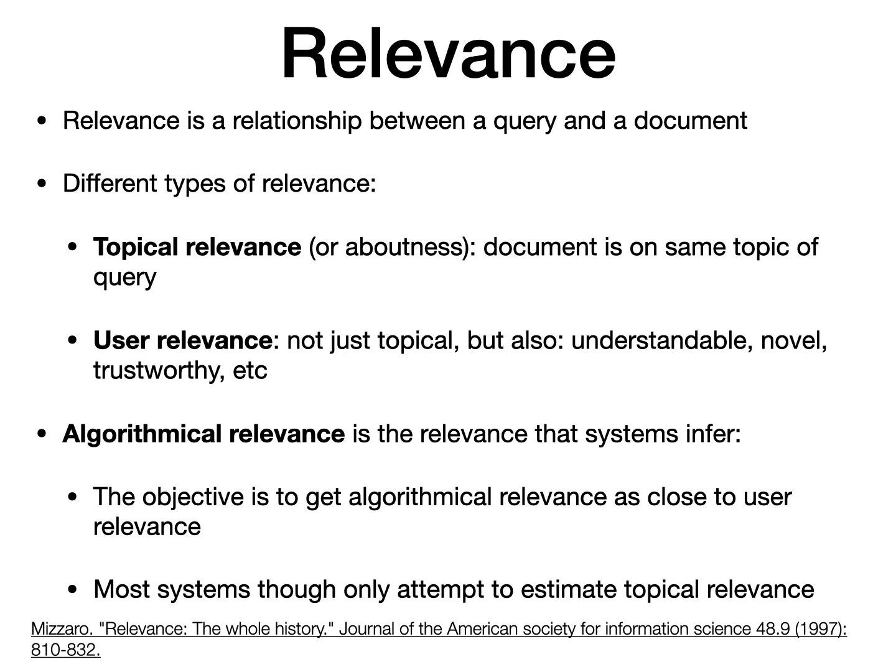From the system side, we have algorithmic relevance, the relevance of a document to a query that the system infers. The key goal of information retrieval is to get the algorithmic relevance as close as possible to the user relevance. Most system methods, however, often only attempt to estimate topical relevance.